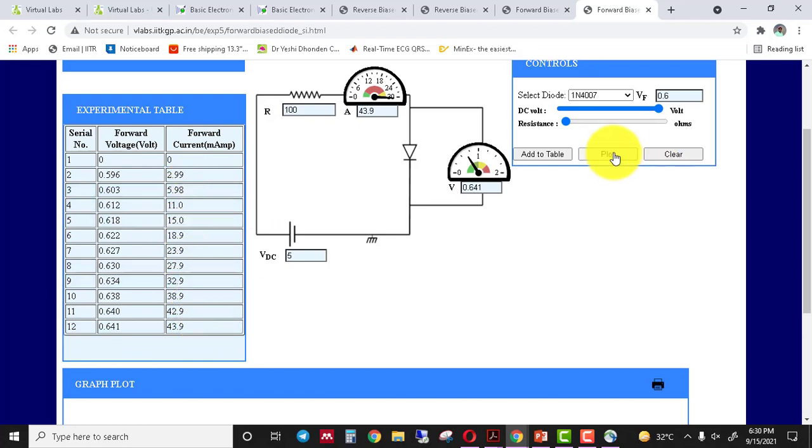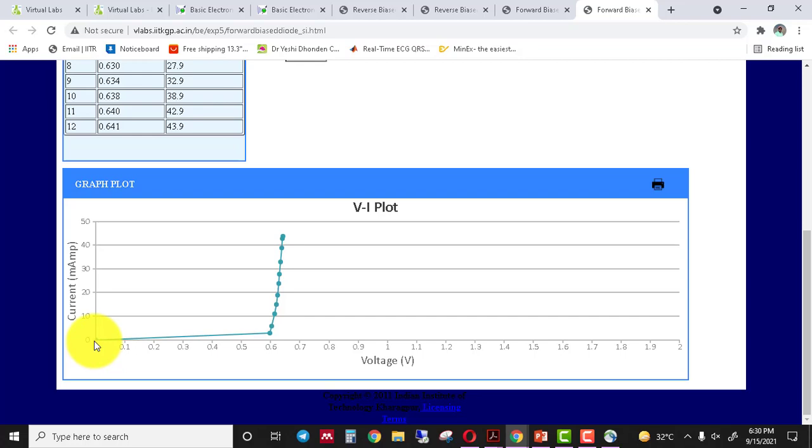Now click on the plot. Here you can see that from 0 to 0.6 volt the current is very low, but above 0.6 volt the current starts increasing and the diode is in the conducting state. This is called the forward bias characteristics.